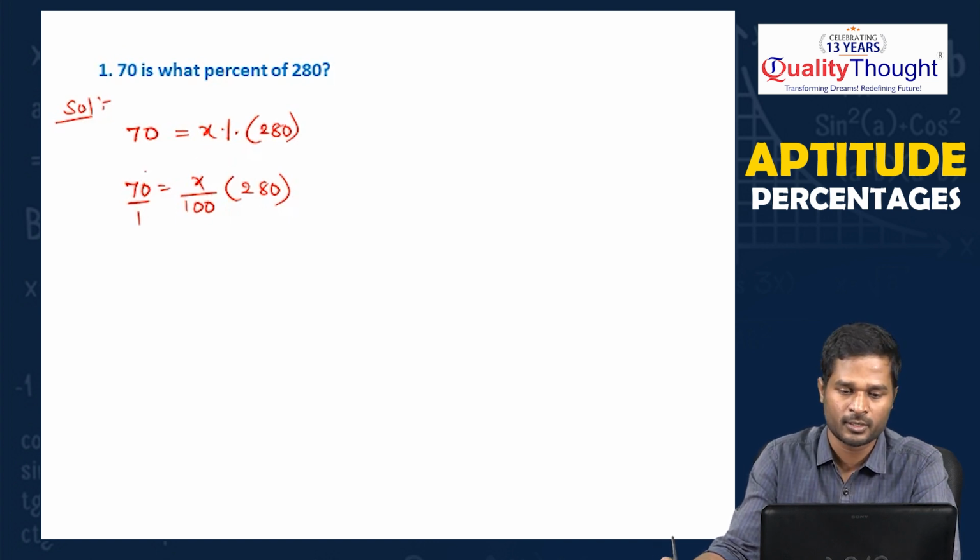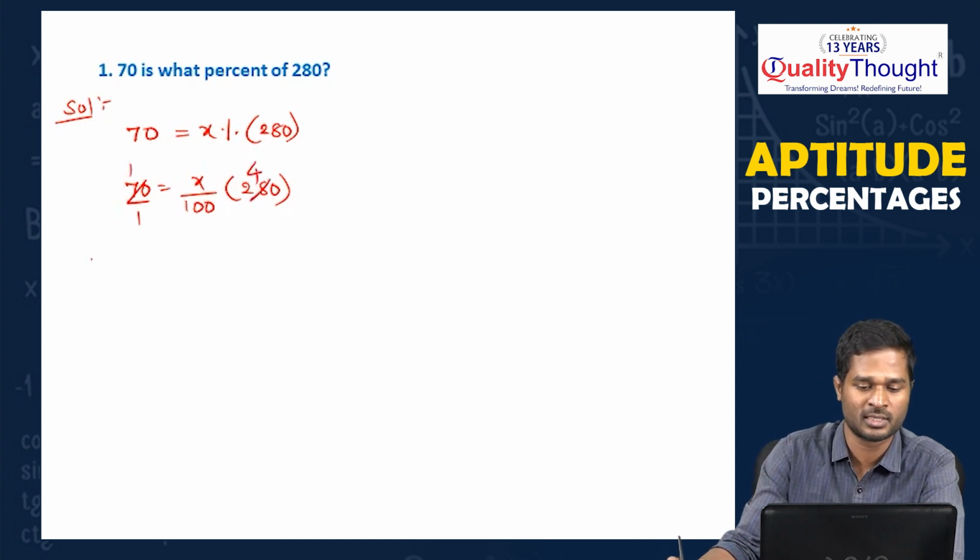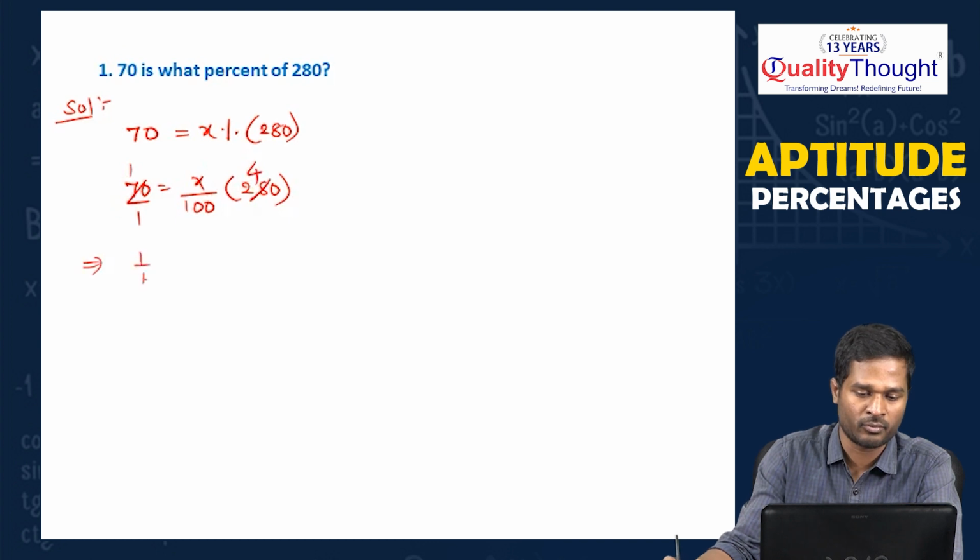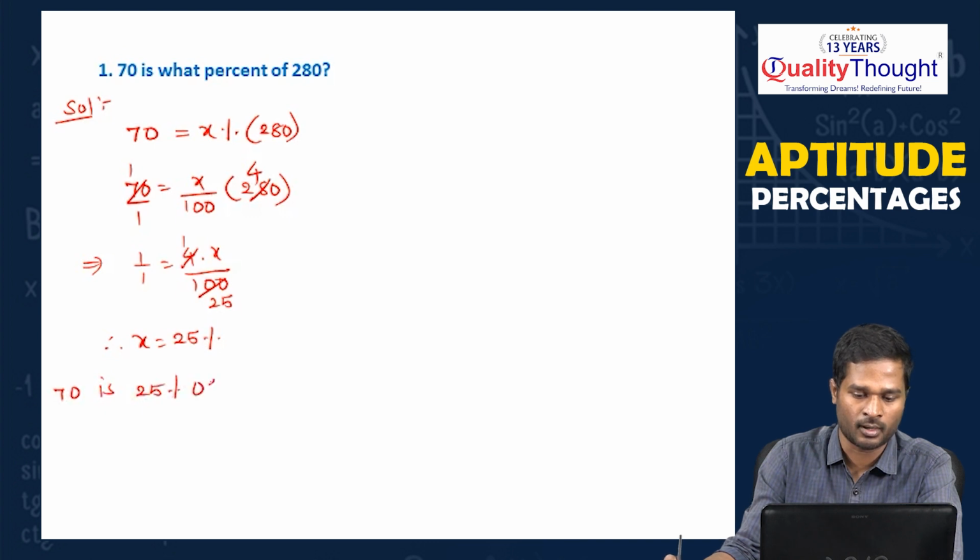See, you can cancel top and top, bottom and bottom. Here top and bottom to the right side, top and bottom to the left side. See, 7 ones are 7, 7 fours are 28, so 280 becomes 4. Now, what is left? So, this is 1 by 1 is equal to 4 into x by 100. So, 4 ones are 4, 4 25s are 100. So, that means x is equal to 25 percentage. So, what we can write? So, 70 is 25 percentage of 280. This is how you can solve it.